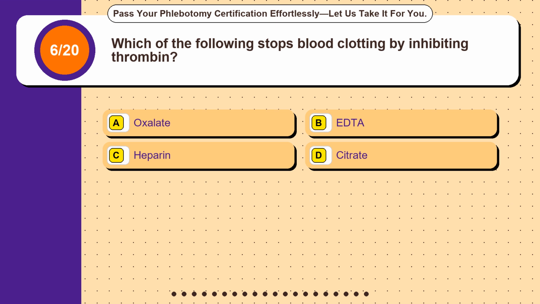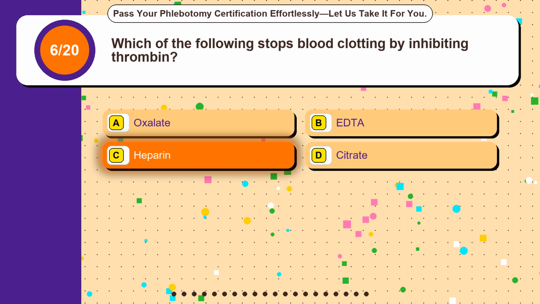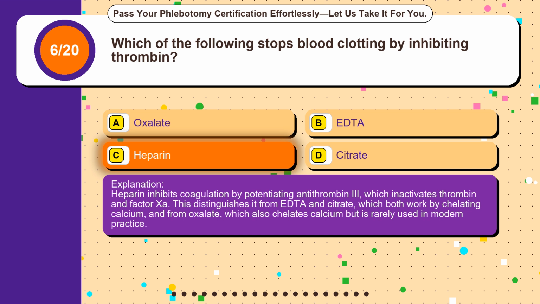Question 6. Which of the following stops blood clotting by inhibiting thrombin? Option A, oxalate. Option B, EDTA. Option C, heparin. Option D, citrate. The correct answer is Option C, heparin. Heparin inhibits coagulation by potentiating antithrombin III, which inactivates thrombin and factor Xa. This distinguishes it from EDTA and citrate, which both work by chelating calcium, and from oxalate, which also chelates calcium but is rarely used in modern practice.